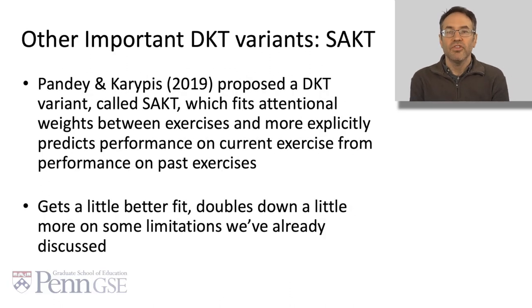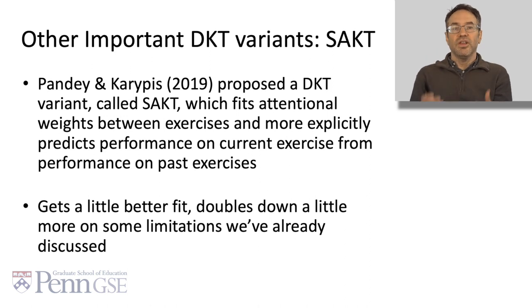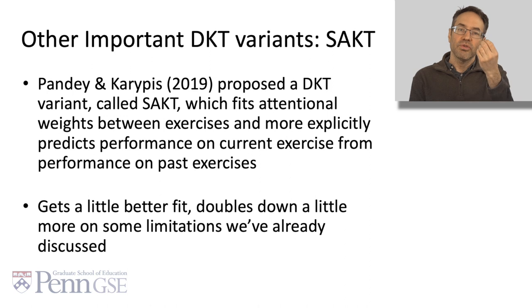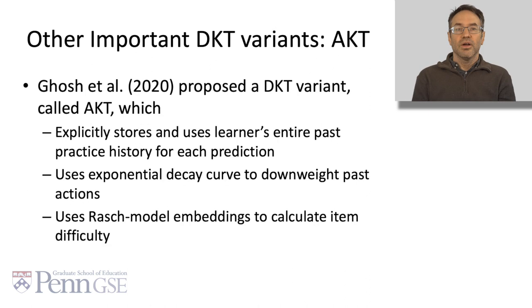Now, beyond these issues that people have tried to address, people have also just tried to make DKT better. And one of the important variants on this is called SAKT, by Pandey and Karypis, who proposed a DKT variant that fits attentional weights between exercises and more explicitly predicts performance on the current exercise from performance on related past exercises. This gets a little bit better fit, but it doubles down a little bit more on some limitations we've already discussed.